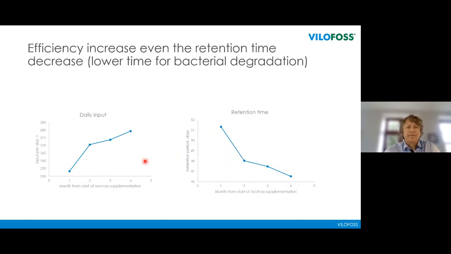Here we see the supplementation, and actually what happened is that the retention time decreased due to a higher daily input. It started from about 255 and ended up on 275. So even though the retention time was decreased in this period, the trial performed. We still have a better efficiency. We have a higher output from the same material in the system.